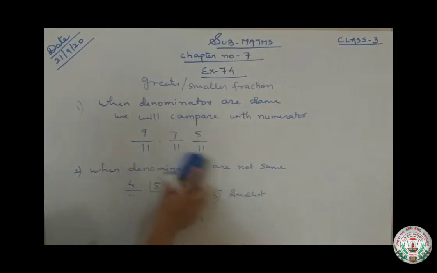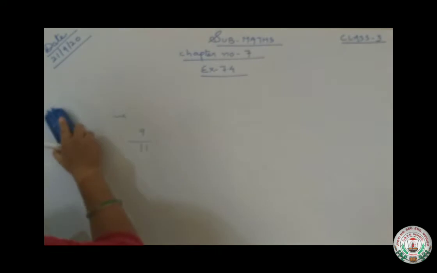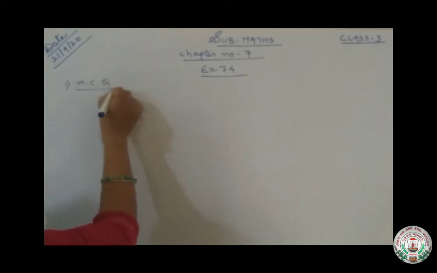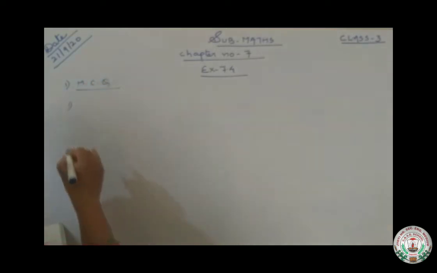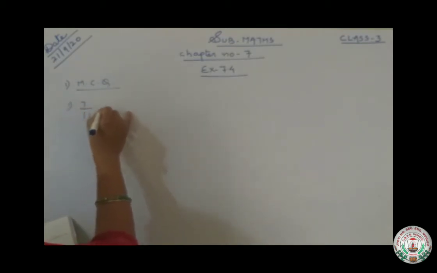Now, we will start our exercise. Exercise number 7.4. First question is choose the correct answer. Means first one is MCQ. Which of the fractions is greater? All the fractions have the same denominator.